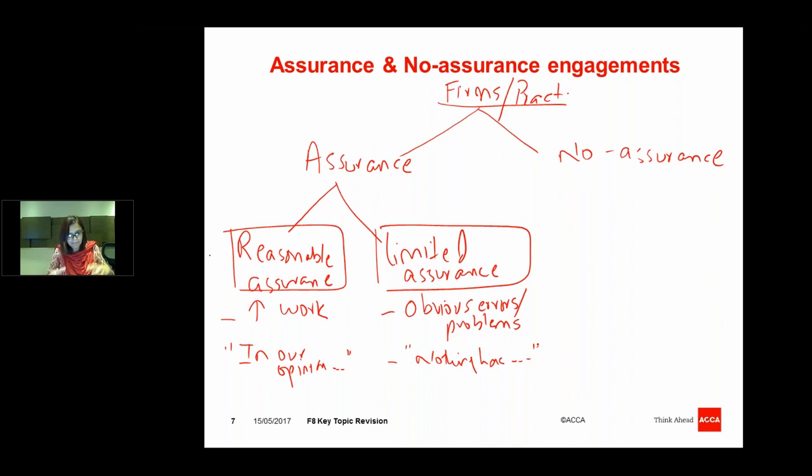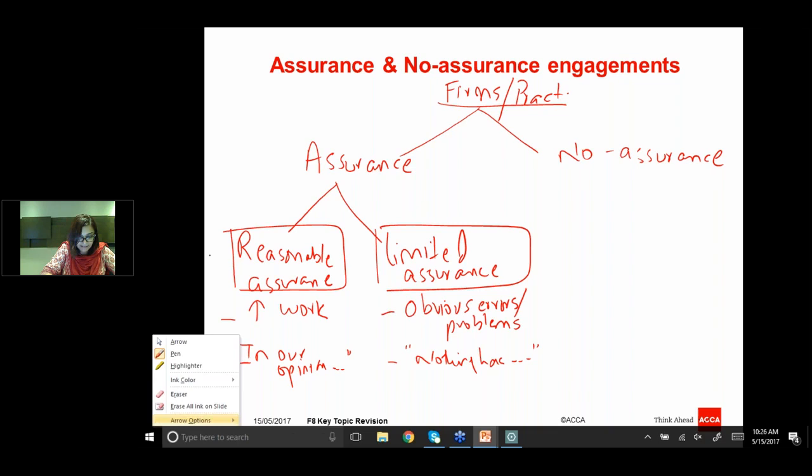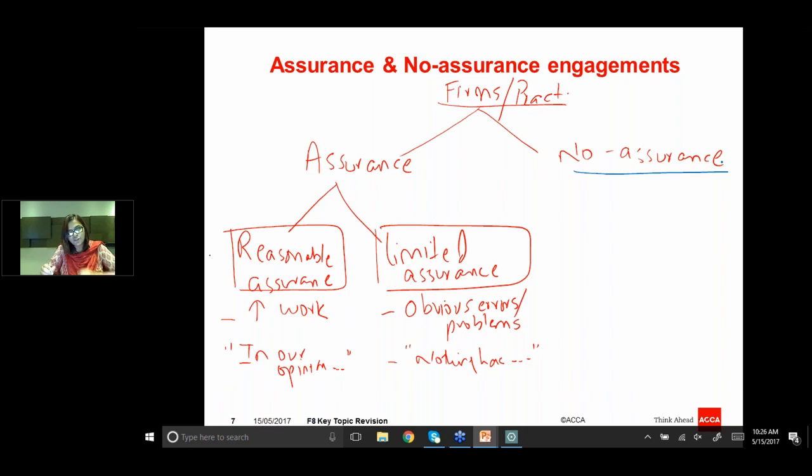So the firm is basically telling you that the subject matter is the work that you've done as the management, and you want assurance on that subject matter, we can either give you reasonable assurance or we can give you limited assurance. If you do not want assurance, you simply want to get some work done, we are actually happy to do that as well. So instead of us checking something, we can do the work for you.